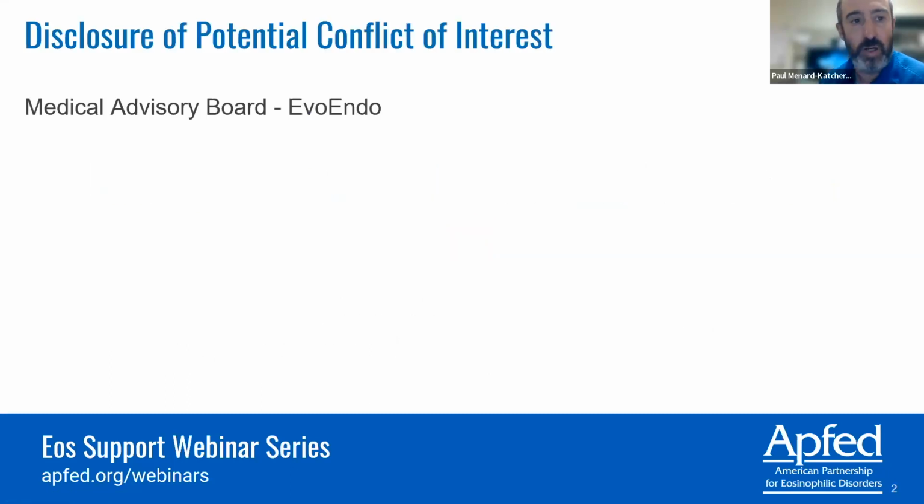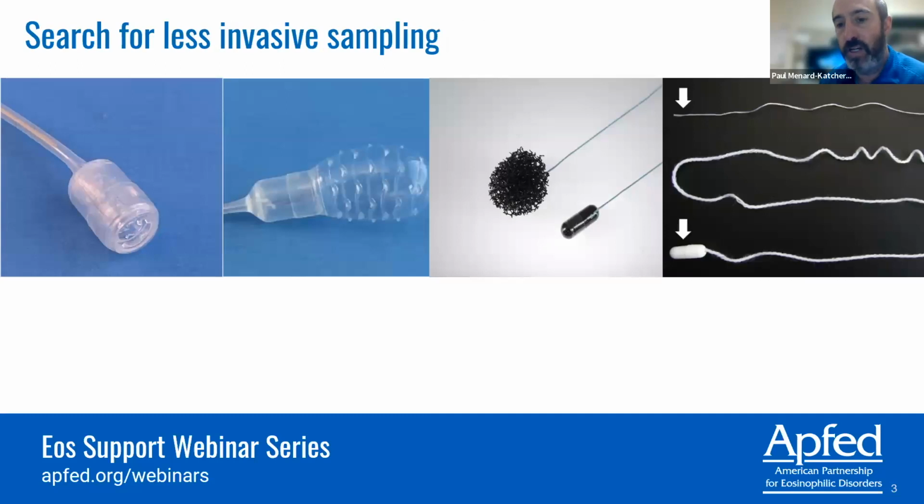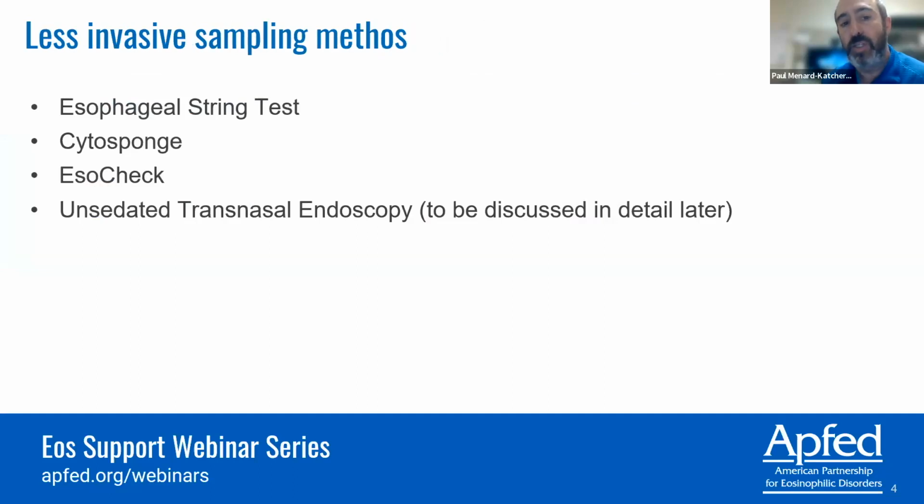As Jen alluded to, I am on the medical advisory board for EvoEndo, which is a novel transnasal endoscope company. And these are examples of what people have tried for less invasive esophageal sampling and monitoring. On the left, you have the EsoCheck device, which I'll get into. In the middle, the Cytosponge device. And then on the right, the esophageal string test, which, as Jen mentioned, will be the subject of a subsequent webinar. So these are the sampling methods that we have to discuss, and then this discussion will later focus on unsedated transnasal endoscopy.